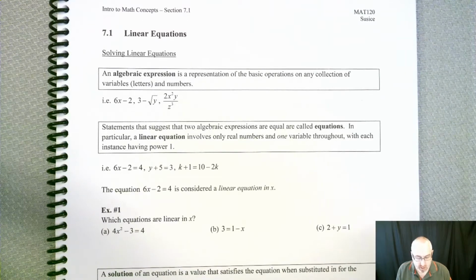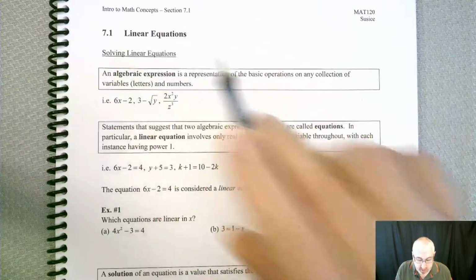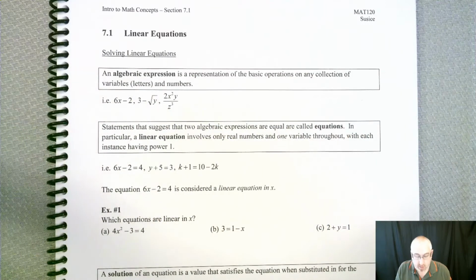We are getting into chapter 7 now, which starts getting into algebra. So the first thing we're going to look at is a particular type of algebraic equation, which is going to be limiting as far as what we're tackling. So let's jump right in. We've got linear equations. Now, before we get into solving linear equations, the first thing is we have to define some terminology.